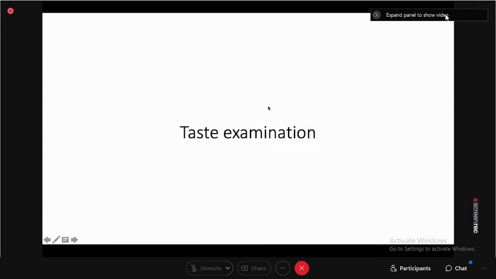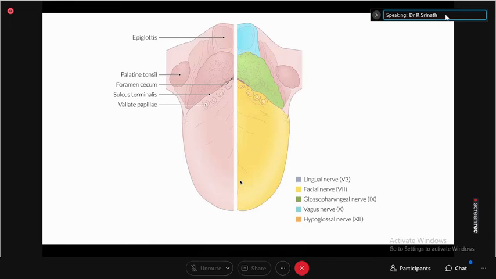Now, taste examination. Here it is very important to know that the anterior two-thirds of the tongue is supplied by the facial nerve for taste sensation, and the posterior one-third is supplied by the glossopharyngeal nerve. The epiglottis motor function is by the 10th cranial nerve. The sensation in and around the epiglottis and the posterior one-third of the tongue is by the glossopharyngeal nerve.